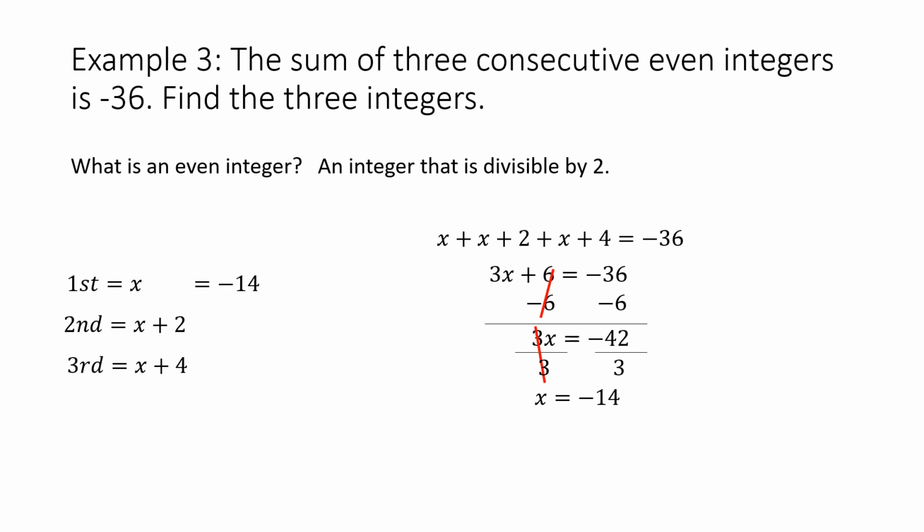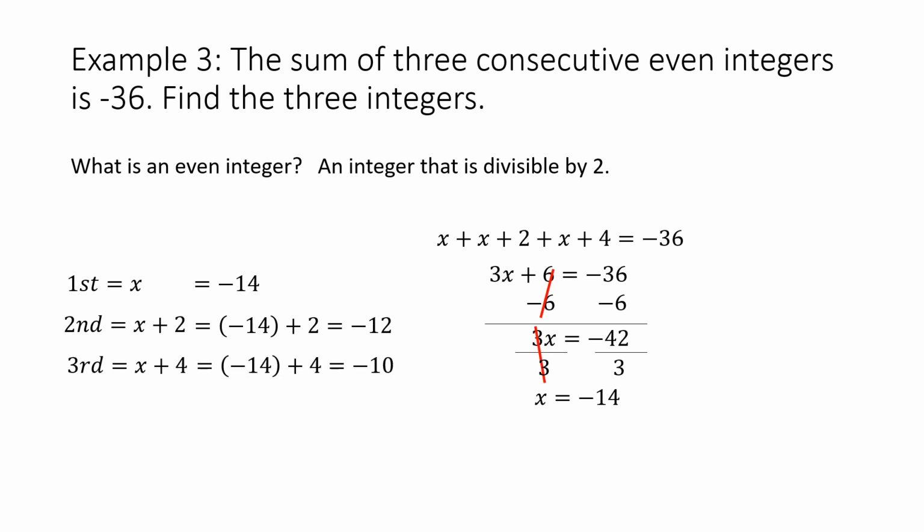And then for my second integer, I have to substitute in negative 14 for x. So I'll have negative 14 plus 2, which is equal to negative 12. Notice here, so far, those are both even integers. They are divisible by 2, and they're skipping. So the integer between negative 14 and negative 12 is actually negative 13. That's what we want here. We want to skip over that odd integer.